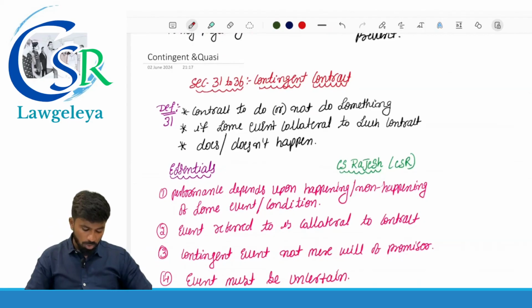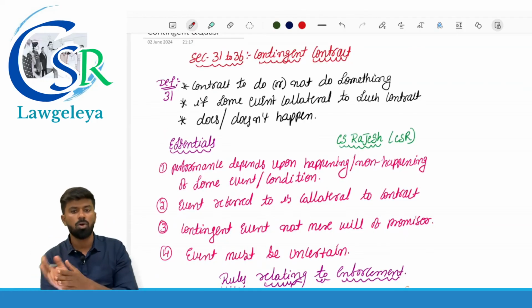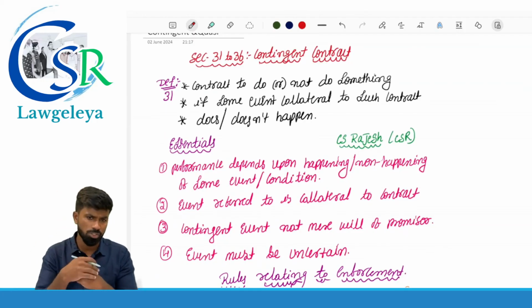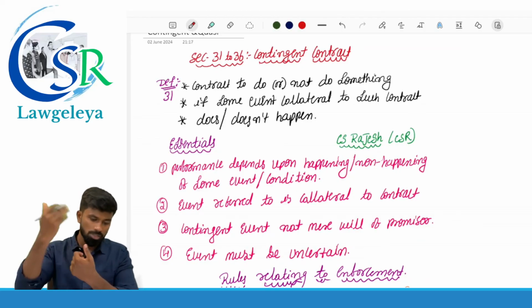So that is called as what contract? Contingent contract. Essentials: the performance of a contract should be depending upon what? Happening or non-happening of some event or a condition. That can be a condition precedent or condition subsequent.